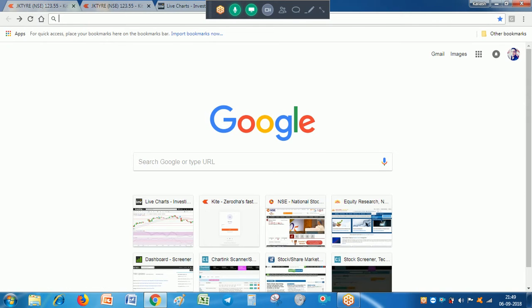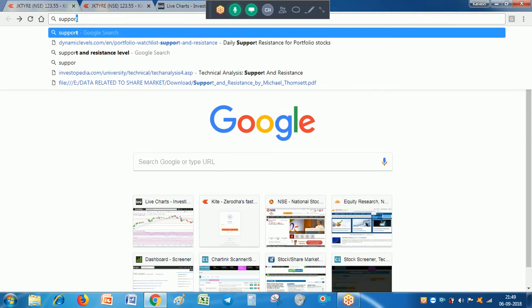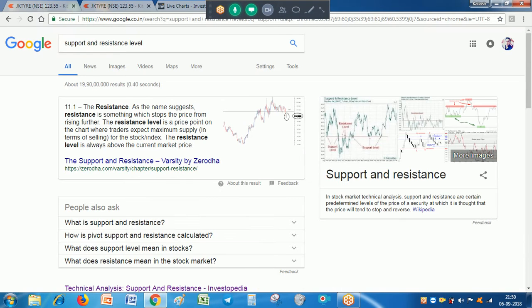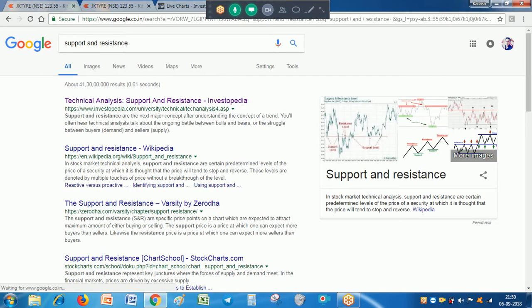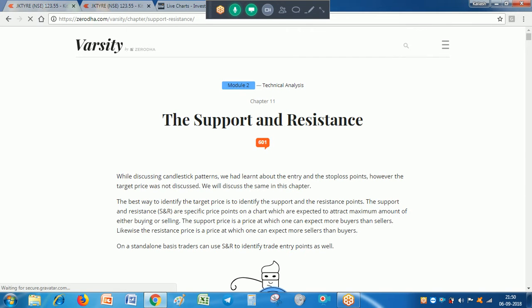Sorry, what happened? Support. Okay friends, so we will go to this Zerodha Varsity. Okay friends, so we are here on this page, Zerodha Varsity.